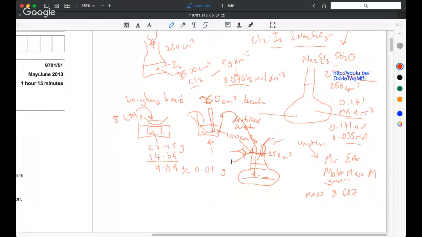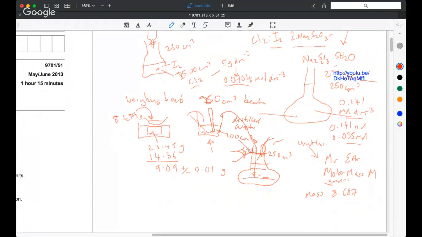And the trick is to make sure that you're eye level with the bottom of the meniscus at 250 centimeters cubed. And you get systematic errors if you're looking down at it or you're looking up at it. So if this was the bench in the laboratory, you can just crouch down and look at things horizontally. Again, this is an accurate measurement because you don't want to introduce inaccuracies or systematic errors.